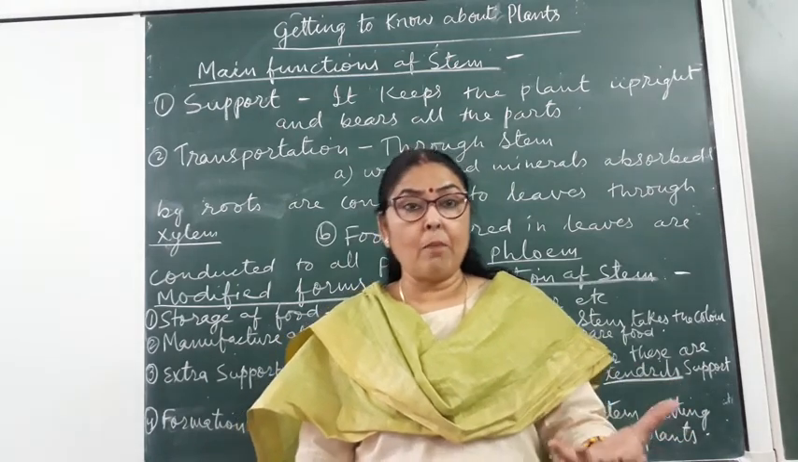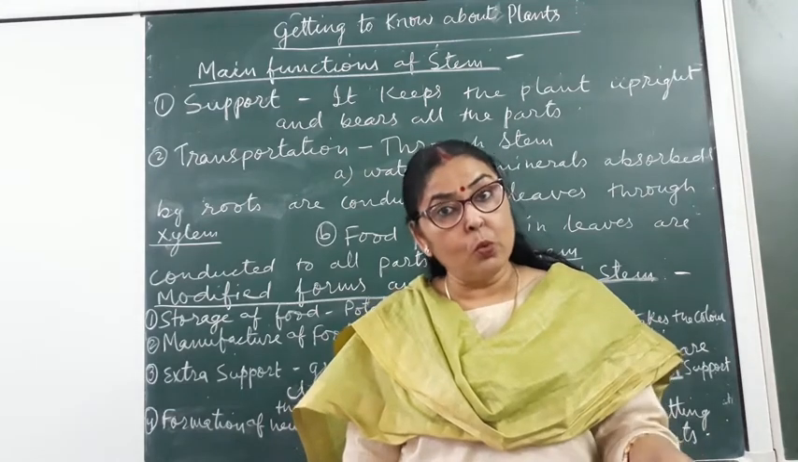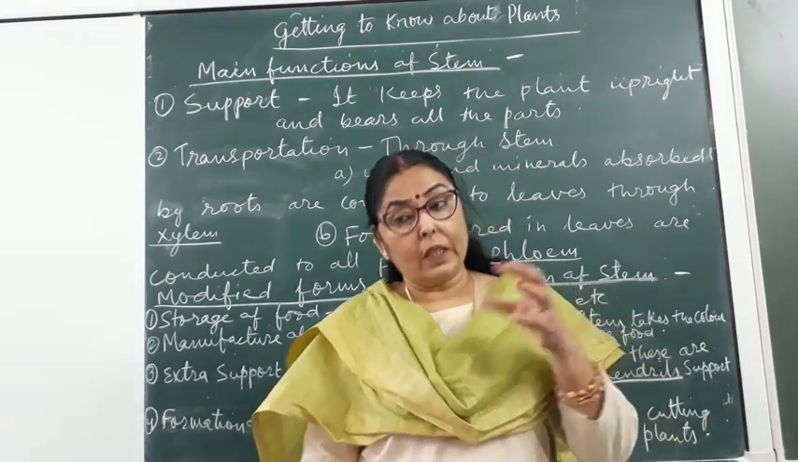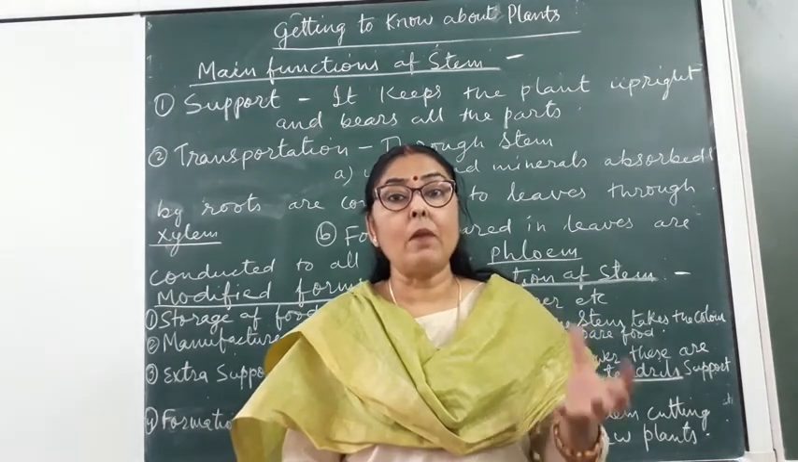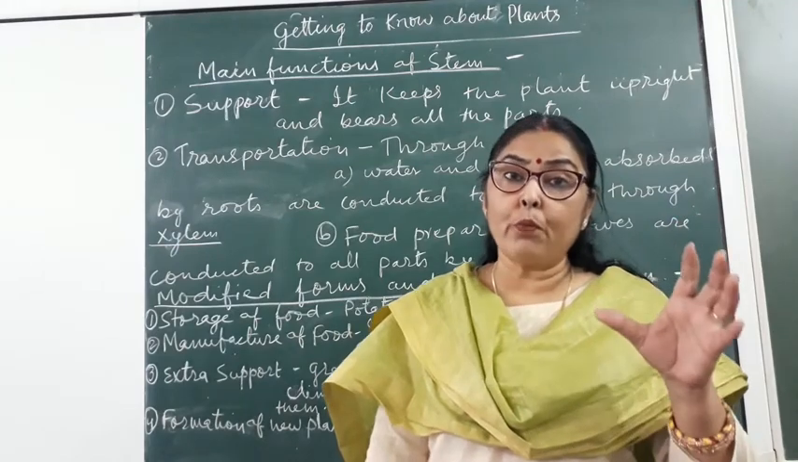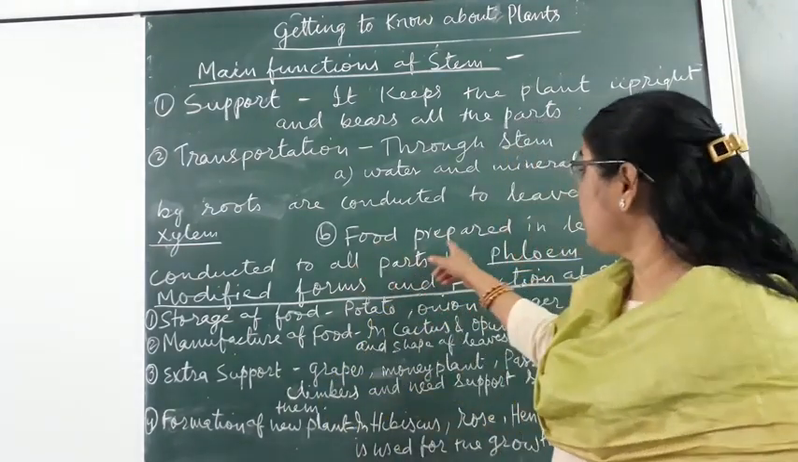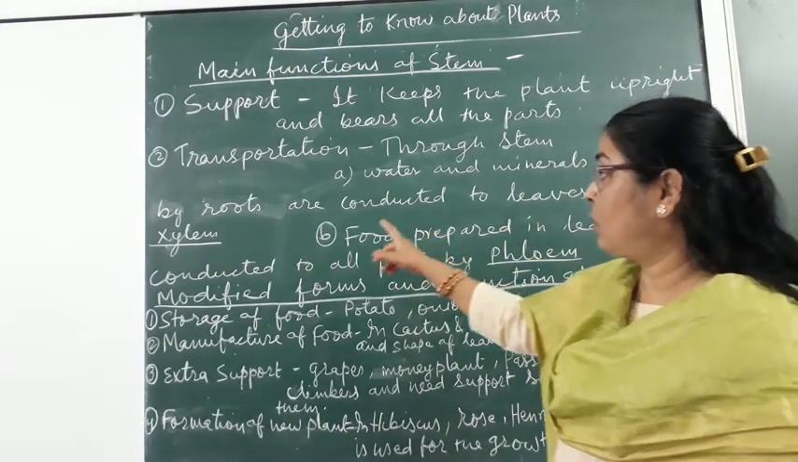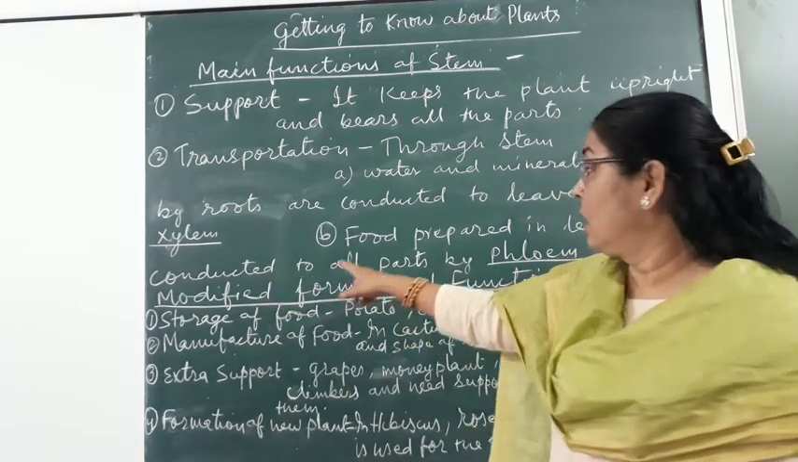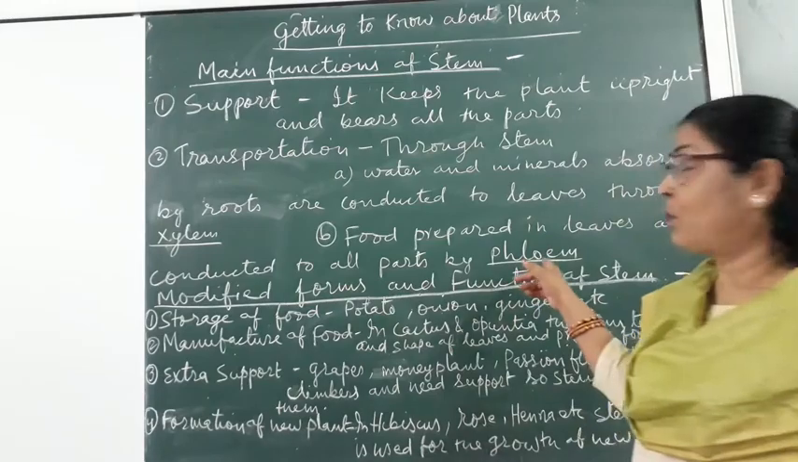Some plants store their food for emergency in their roots, some store in the stem, some store in their leaves, and most of the plants store their food in the form of fruits and their seeds. So this food is also transported. Transportation of food is called conduction. So food prepared in leaves is conducted to all parts by flowing.